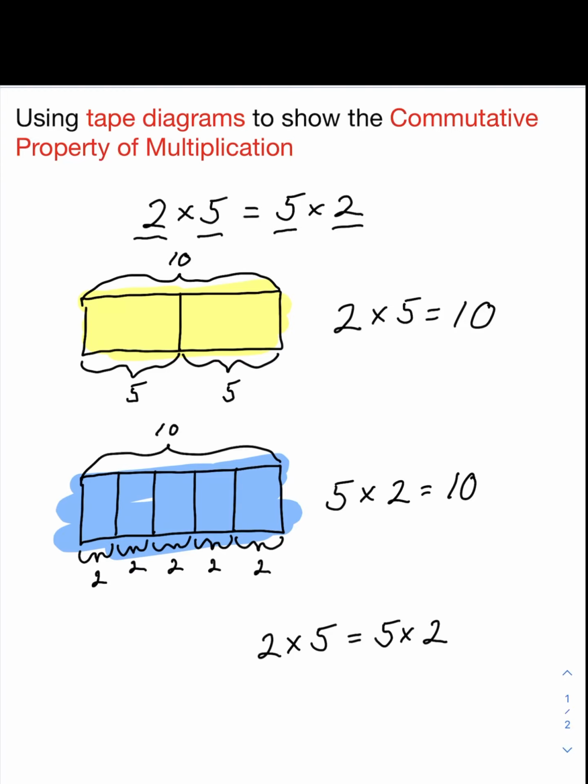So this shows the commutative property shows the products are the same. So 2 multiplied by 5 and 5 multiplied by 2. So the order does not affect the product, but it can affect the situation.